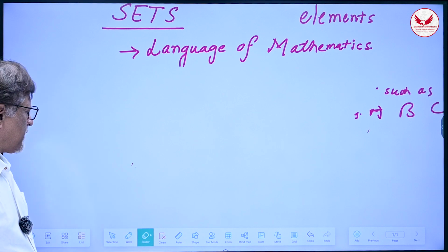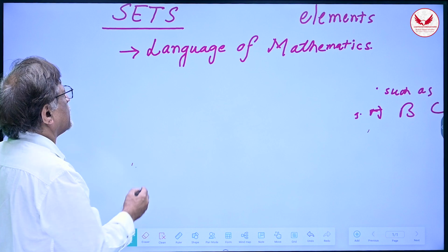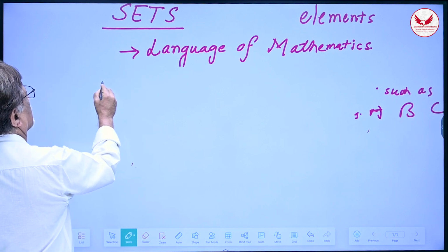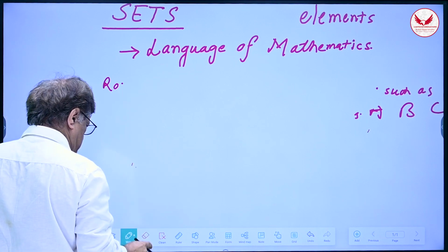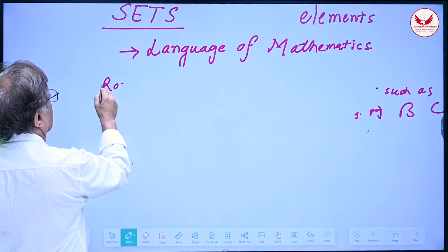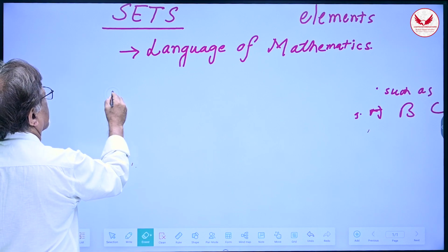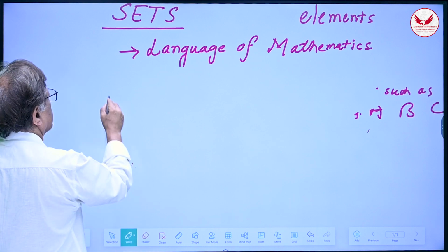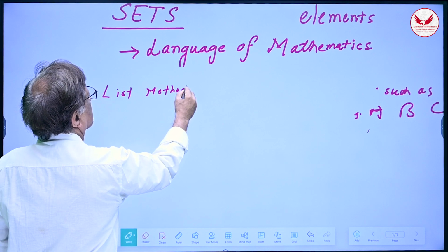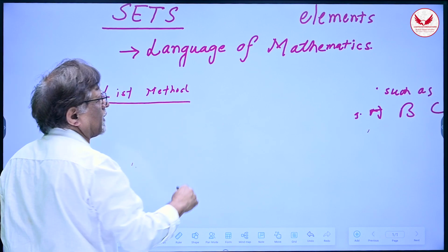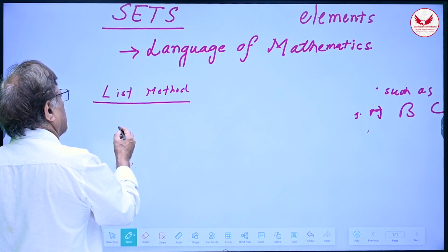Now, generally sets are denoted by two methods. One is called the roster method, or let us call it by a better name, the list method. Now, what do you mean by list method? List means what? A list, right? So you just make a list of all the elements included.